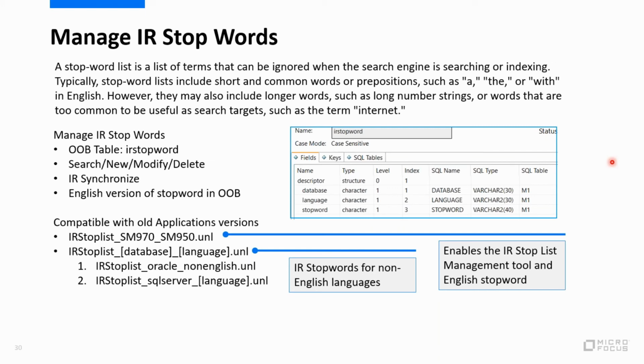So we have this new manage IR stop words table introduced in this 9.70 version. You can do search, new, modify and delete to this IR stop word table. It is an out of box table. And you can also do IR synchronize actions based on this IR stop word.